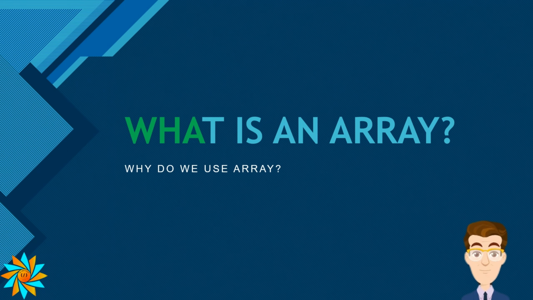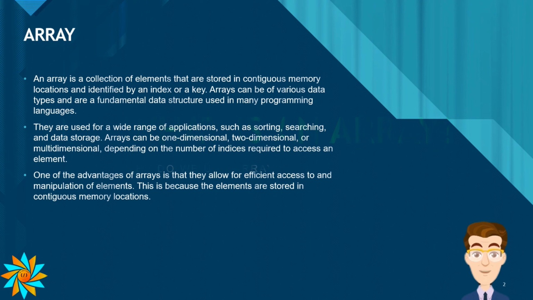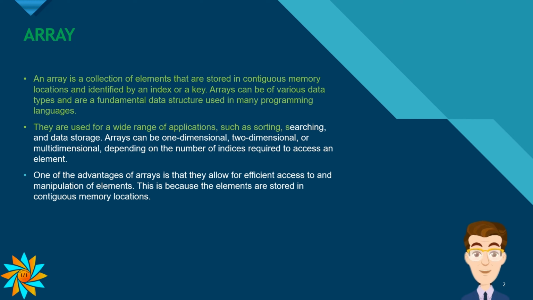What is an array? Why do we use an array? An array is a collection of elements that are stored in contiguous memory locations and identified by an index or a key. Arrays can be of various data types and are a fundamental data structure used in many programming languages. They are used for a wide range of applications, such as sorting, searching, and data storage. Arrays can be one-dimensional, two-dimensional, or multidimensional, depending on the number of indices required to access an element.